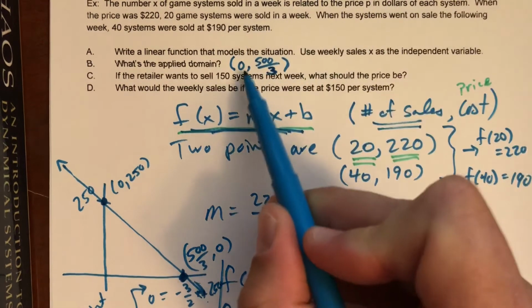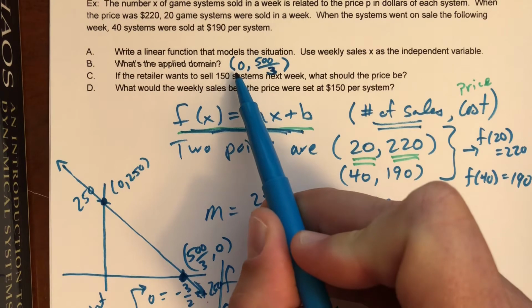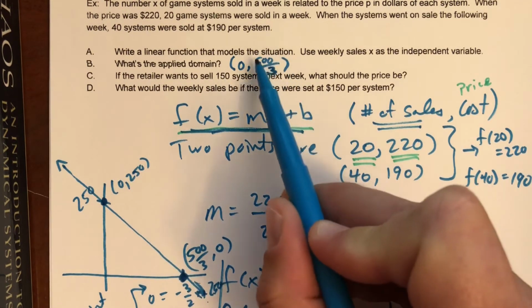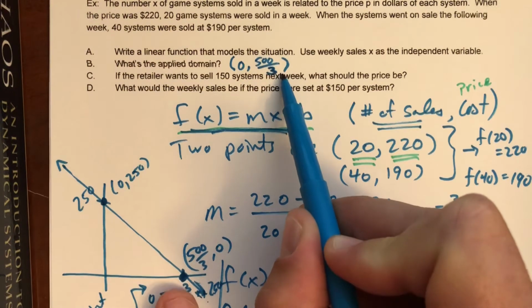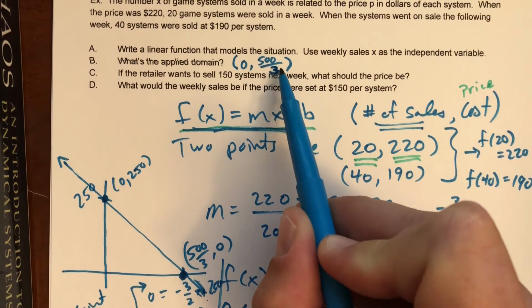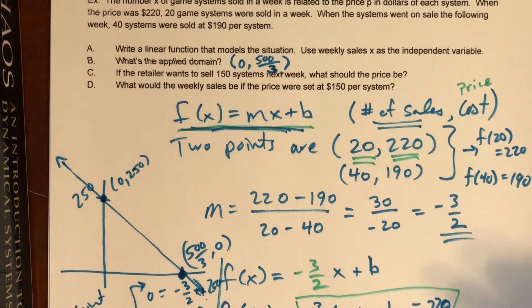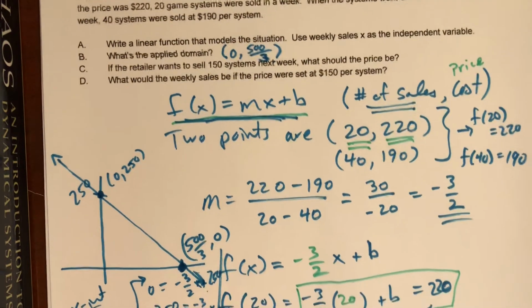Because anywhere left or equal to 0, we're going to be giving away systems. And anywhere to the right of 500 over 3, that's again our X-intercept, anywhere to the right of this, we're going to be giving people money to take them. And that's not very good business sense. I don't know what our backgrounds are necessarily, but certainly I think we can agree that a business giving away a product isn't a good idea. And a business giving you money to take a product also is a pretty bad idea.